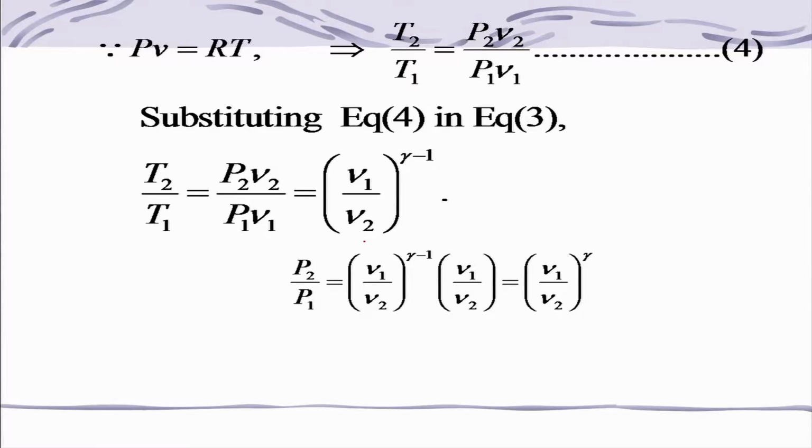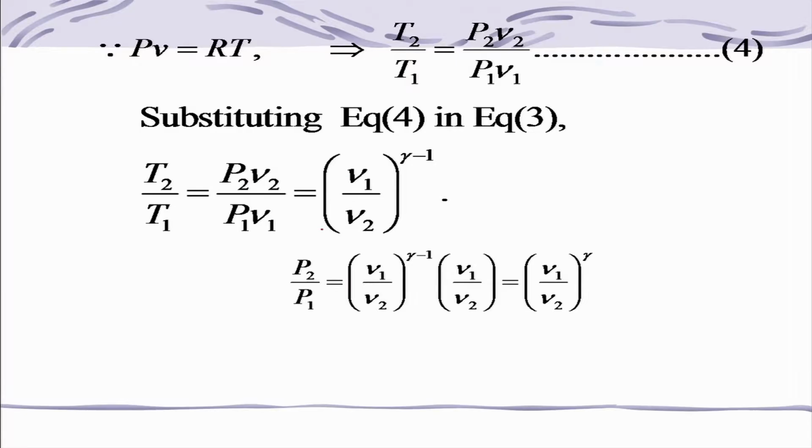And if you look at it, I can find this in terms of T2 by T1, I can put it in terms of V2 by V1 to the power gamma minus 1.